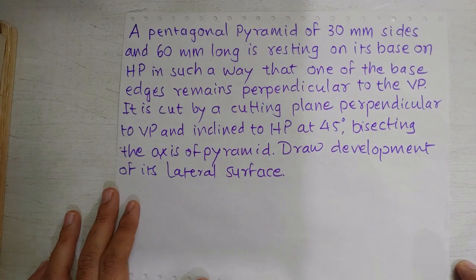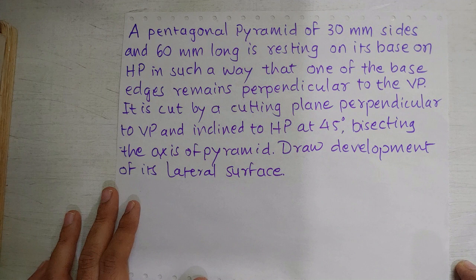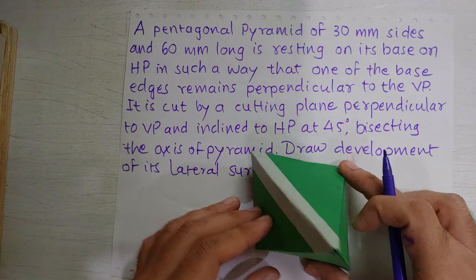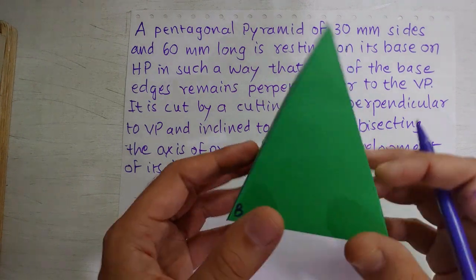Now the next problem is about a pentagonal pyramid. Before reading the problem statement, let's understand what is the shape of the development of a pyramid. The problem is about a pentagonal pyramid, but we will understand it by a square pyramid. This is a model of a square pyramid, right?